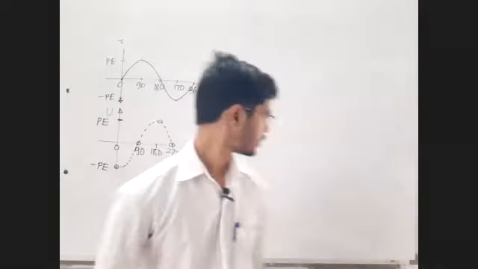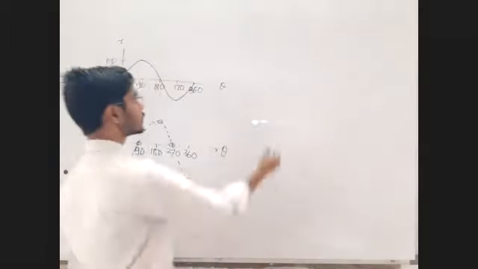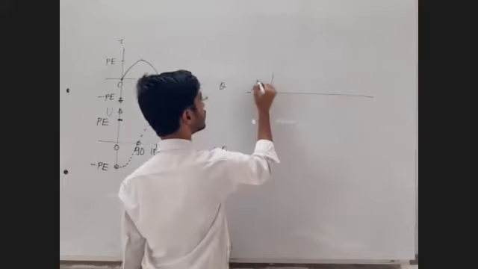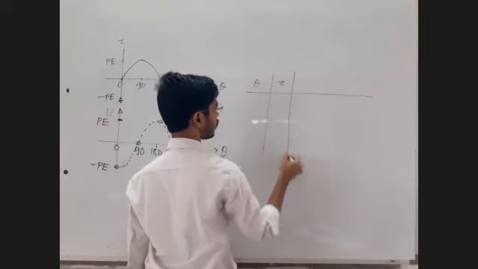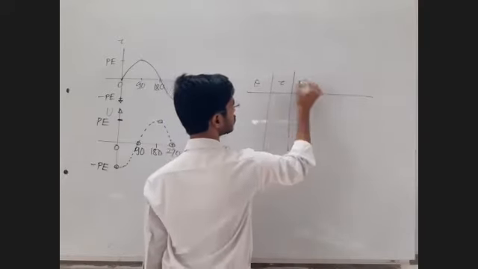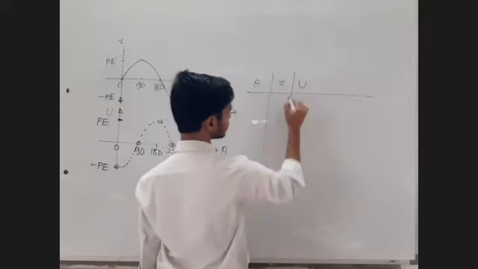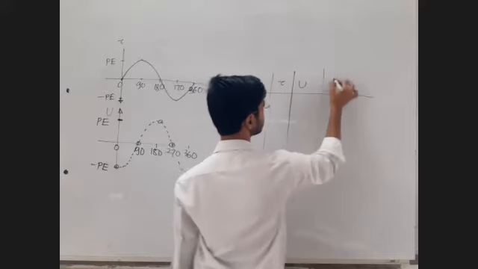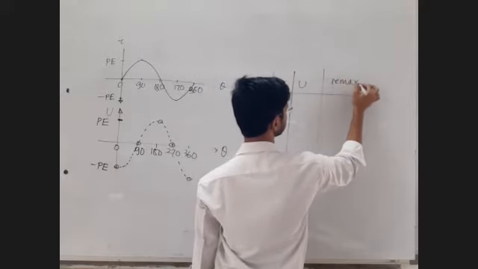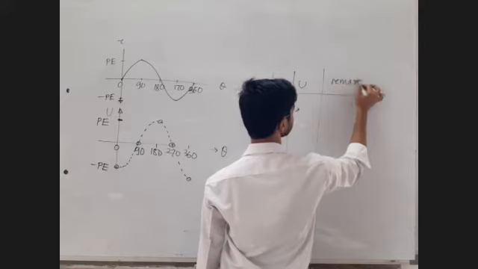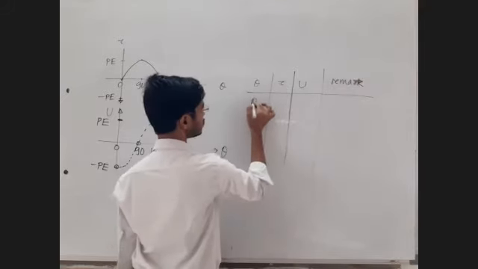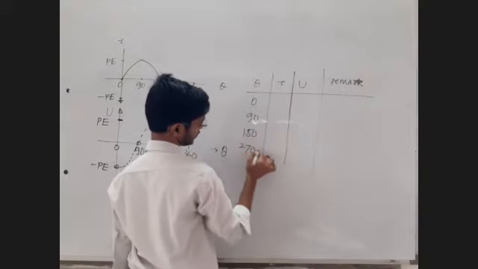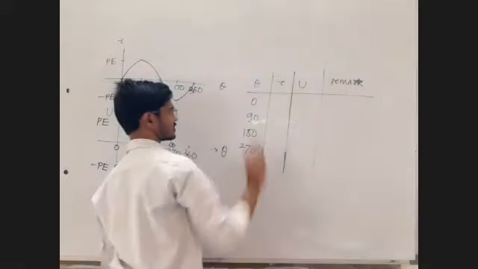Yes, sir. Chalo, let's draw a table. Let's make a table: theta, tau, U, remark. Theta equal to 0, 90, 180, 270. No need of writing 360 because 360 is 0.